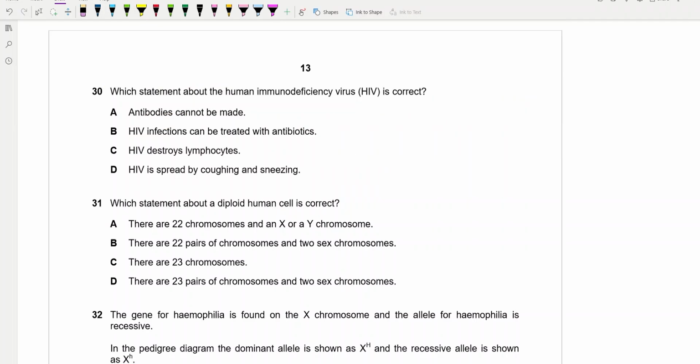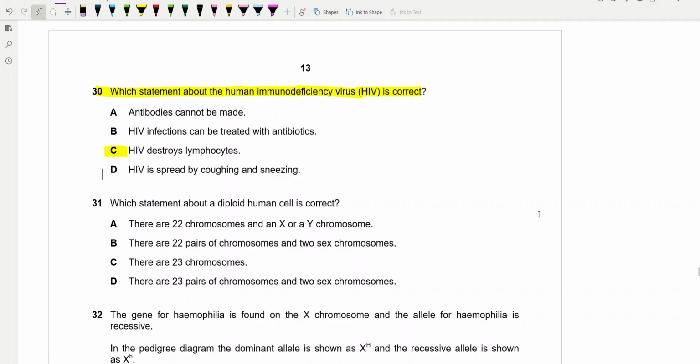Question number 30. Which statement about the human immunodeficiency virus HIV is correct? Option A, antibodies cannot be made. Option B, HIV infections can be treated with antibiotics. Option C, HIV destroys lymphocytes. Option D, HIV is spread by coughing and sneezing. The correct answer would be option C, as HIV destroys lymphocytes.